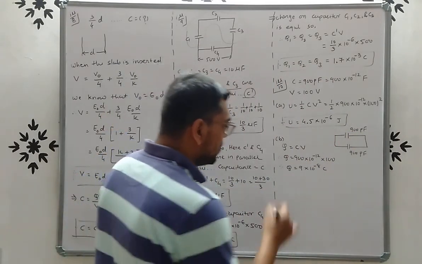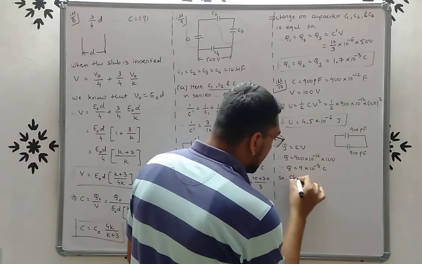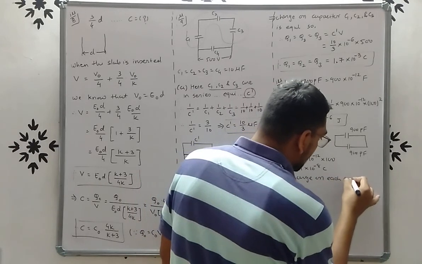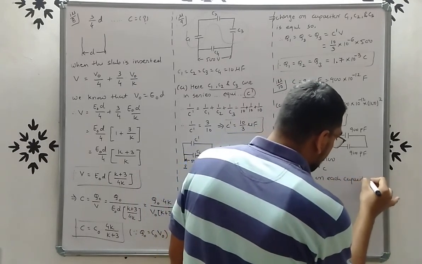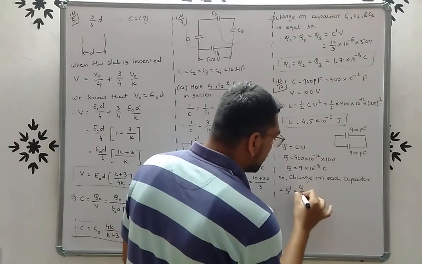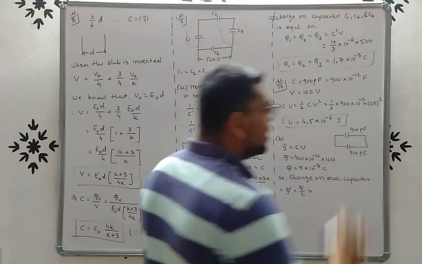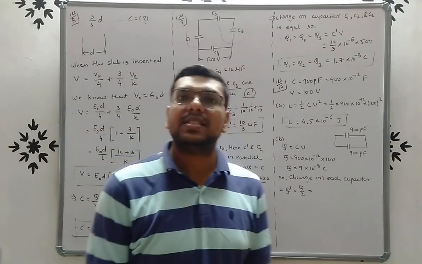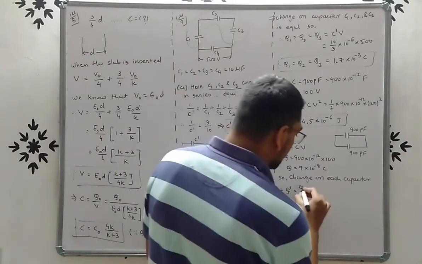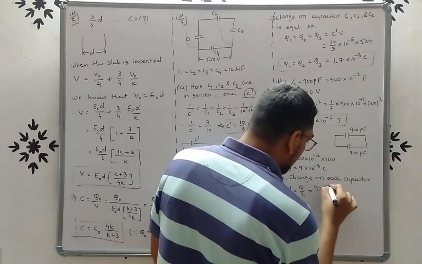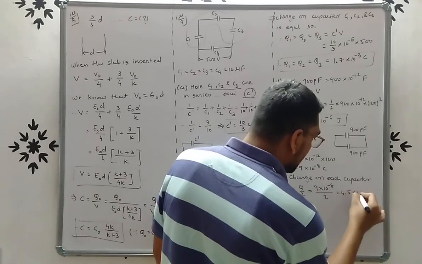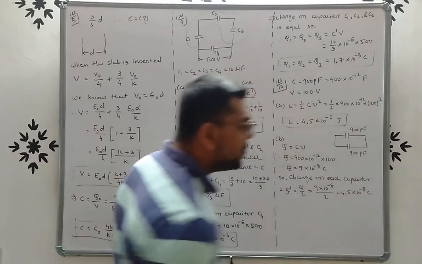Now here there are two capacitors, so this charge will be distributed, right? So charge on each capacitor is Q dash, and Q dash is equal to Q by 2, because here the capacitance of the capacitors is the same, so this charge will be distributed equally. So 9 into 10 raised to minus 8 divided by 2, that is 4.5 into 10 raised to minus 8 coulomb.